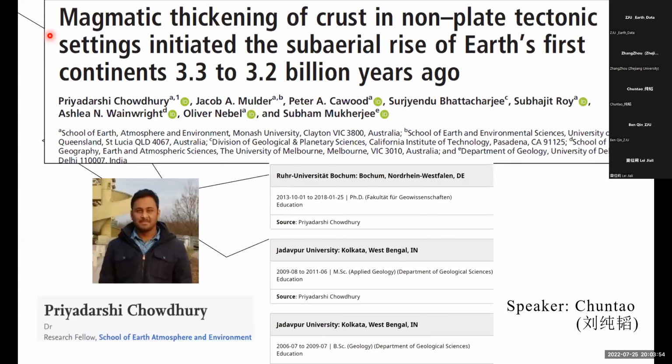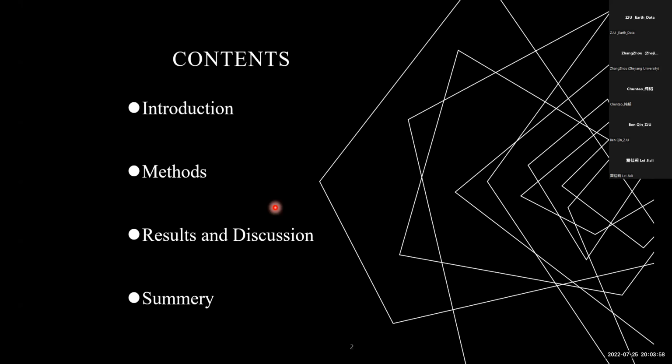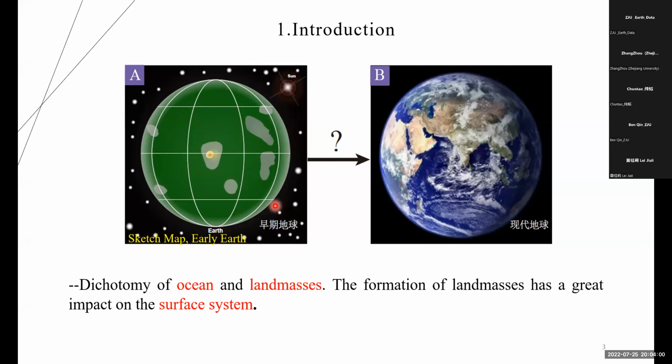So firstly, the modern Earth is characterized by a dichotomy of ocean and land masses, and the formation of land masses, that is land above sea level, has a great impact on the surface system. For example, the elemental cycling between ocean and land, long-term climate, and life evolution.